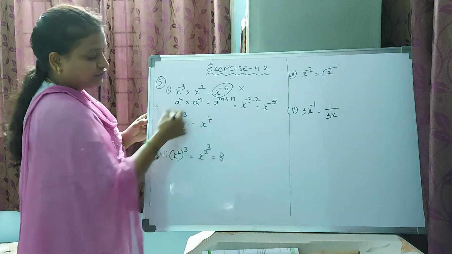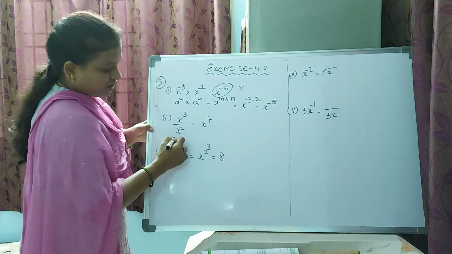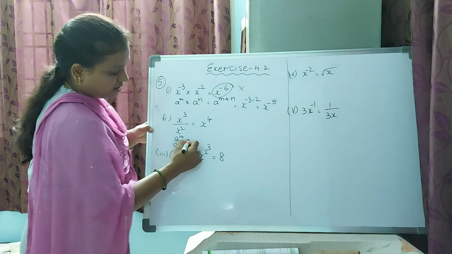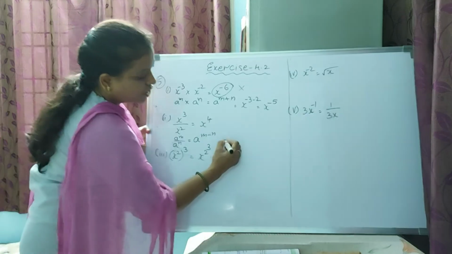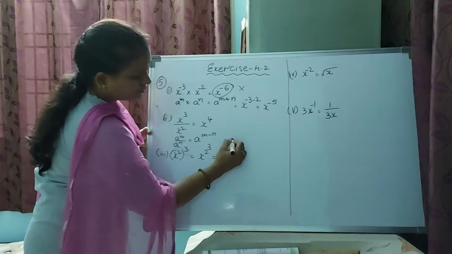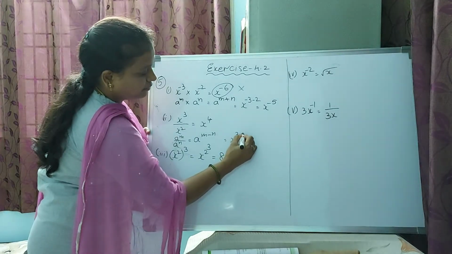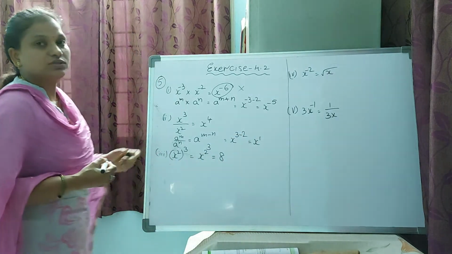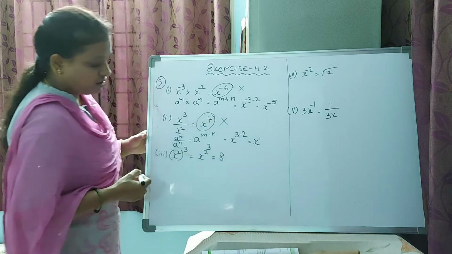See this one. This is in which formula? a to the power of m by a to the power of n is equal to a to the power of m minus n. So a means x here. x to the power of 3 minus 2. 3 minus 2 is equal to 1, so x power 1. But here it is x power 4. So this is also wrong.